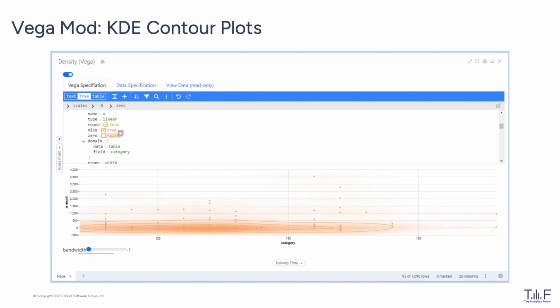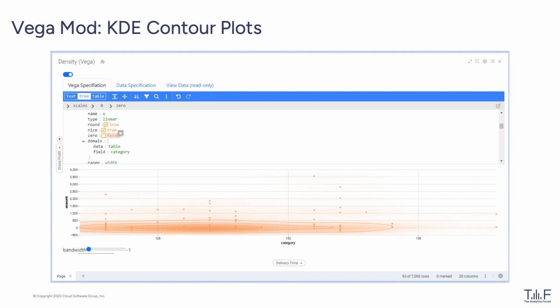So Vega mod is something that you're seeing here on the screen. This is using a kernel density estimator on a scatter plot to draw contour plots. You might be familiar with contour plots on map charts, but this is a contour plot on an actual scatter plot. And as a developer, you have an option to expand this window where you can edit the actual declarative statements in your Vega mod.